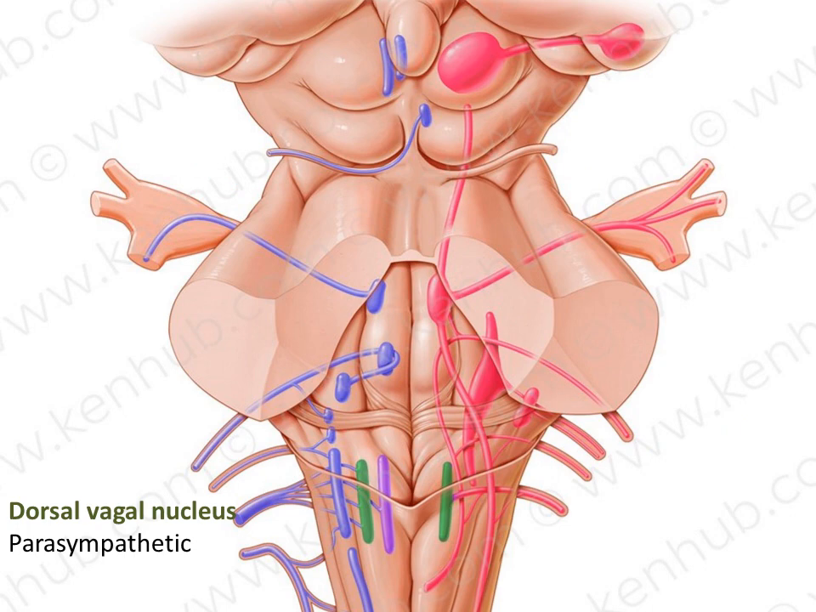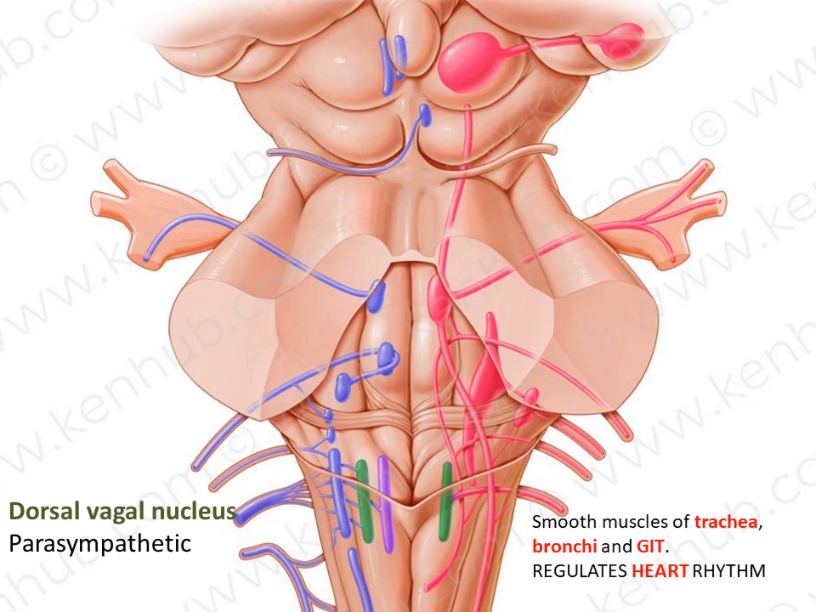The final nucleus is the parasympathetic nucleus, which is called the dorsal vagal nucleus, and it gives visceral efferents to smooth muscles of the trachea, bronchi, and GIT. It also regulates heart rhythm through cardiac supply.